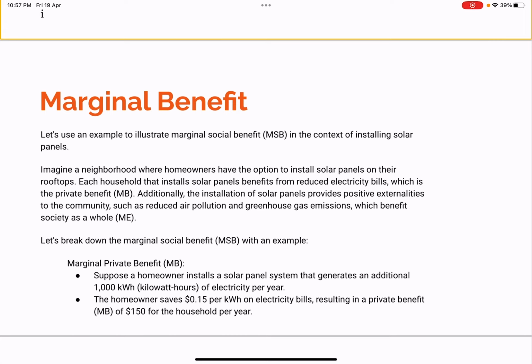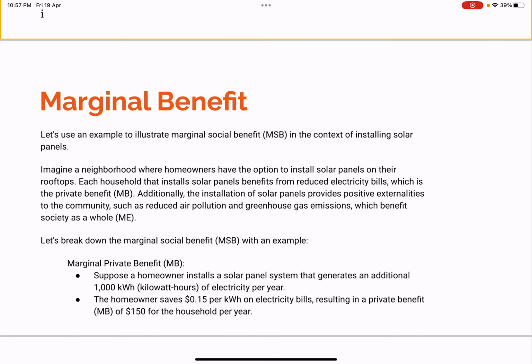So in a neighborhood where the homeowners have an option to install solar panels on their rooftops, each household that installs the solar panels benefits from reduced electricity bills, which is his private benefit, right? And we said that it's not simply that the consumer would benefit, there is an additional benefit to the community. And what would be that additional benefit? It would be in the form of reduced air pollution, right? Or a reduction in the greenhouse gas emissions. So that positive externality, if you want to quantify, let us consider this.